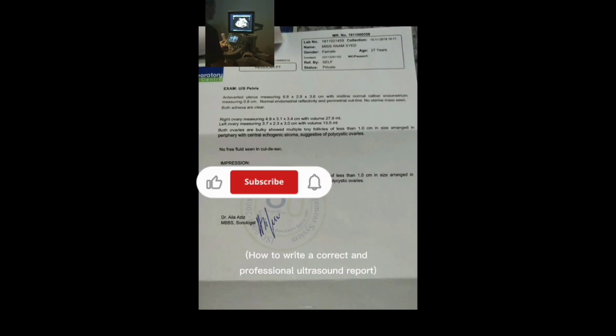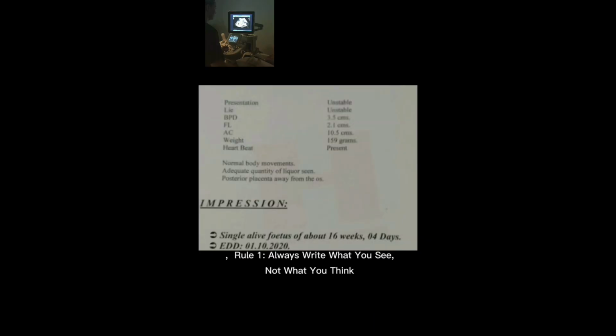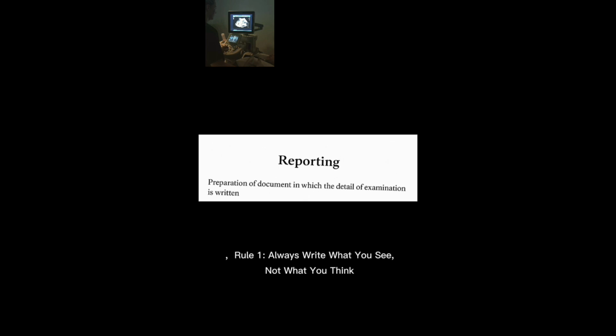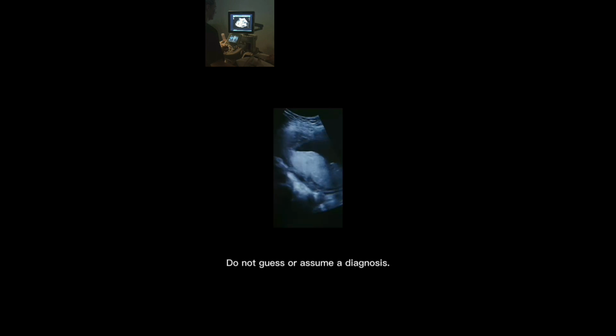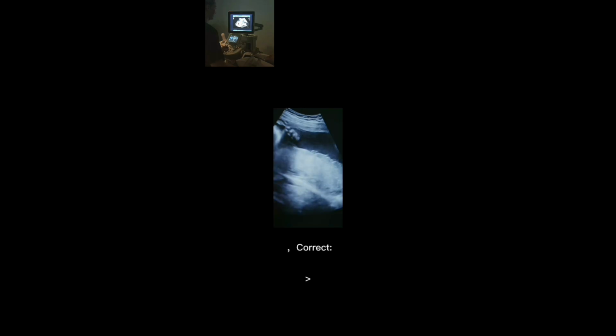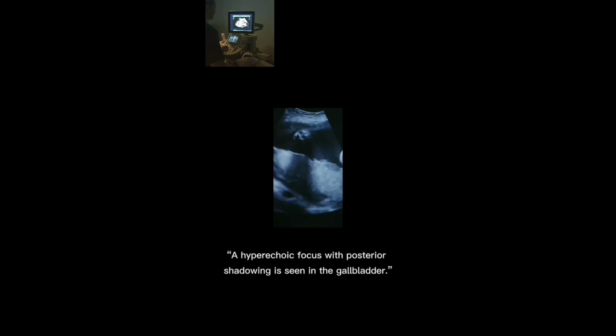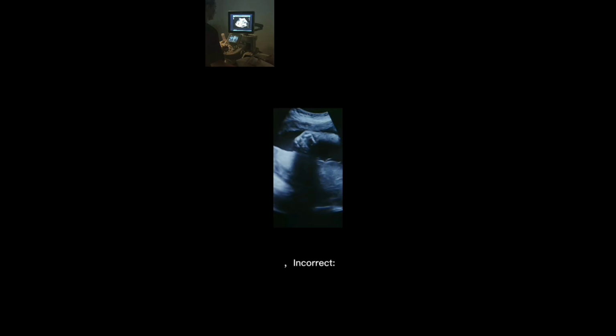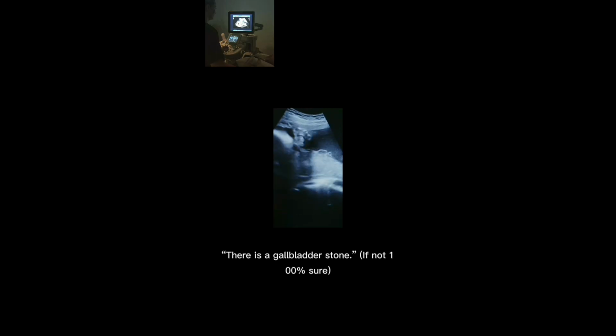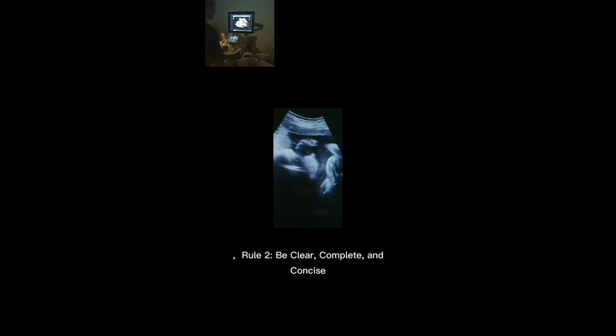Lesson: rules of ultrasound report writing. How to write a correct and professional ultrasound report. Rule 1. Always write what you see, not what you think. Only describe the images shown on the screen. Do not guess or assume a diagnosis. Correct: a hyperechoic focus with posterior shadowing is seen in the gallbladder. Incorrect: there is a gallbladder stone, if not 100% sure.